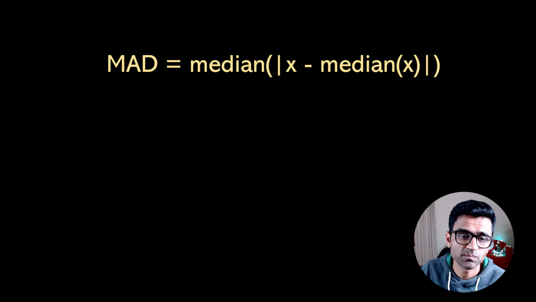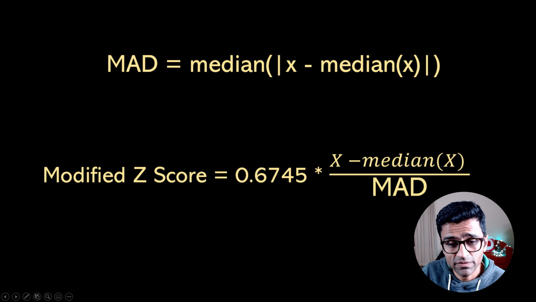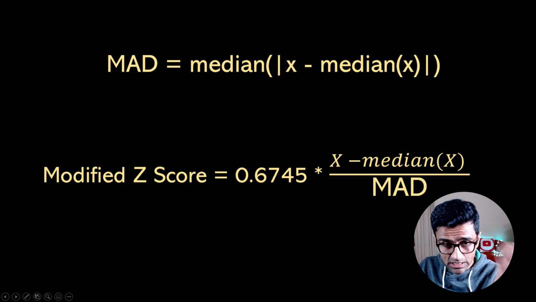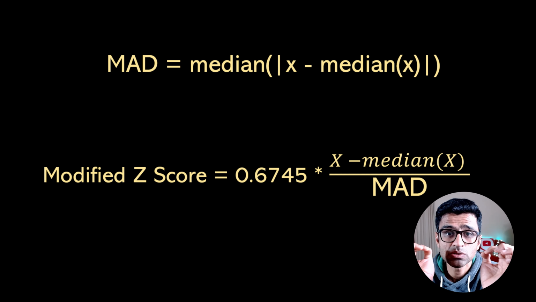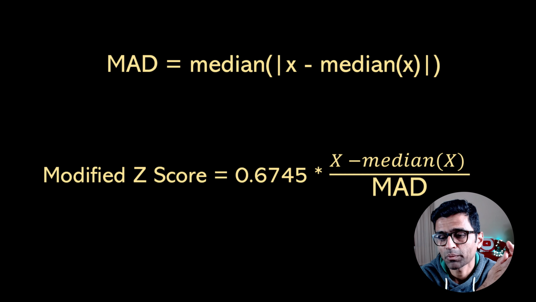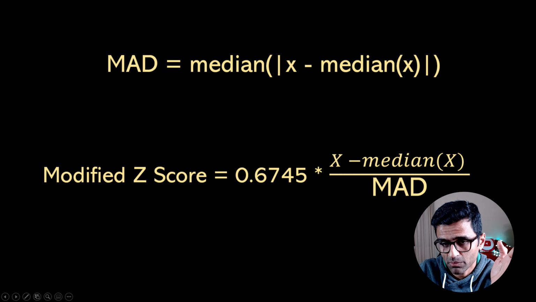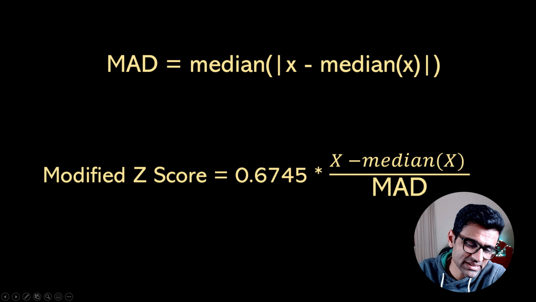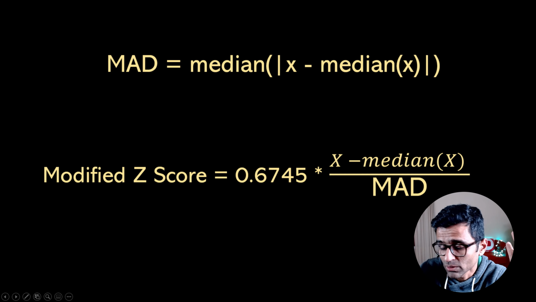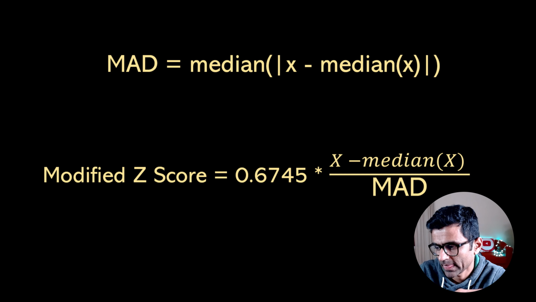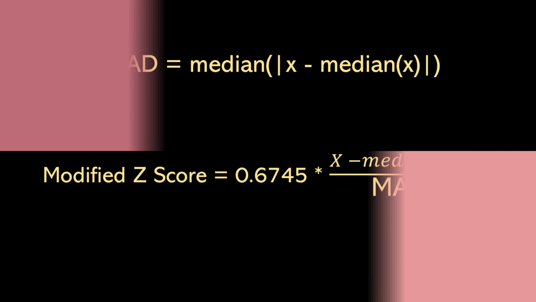That is your MAD. And modified z-score is calculated for every single data point. So here X is that single data point: modified z-score is X minus median of X, divided by MAD, multiplied by 0.6745. Why 0.6745? I don't know. That's how the formula is derived. Now let's look at the Excel demo quickly.